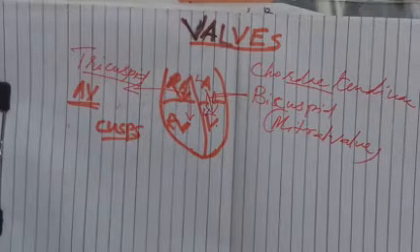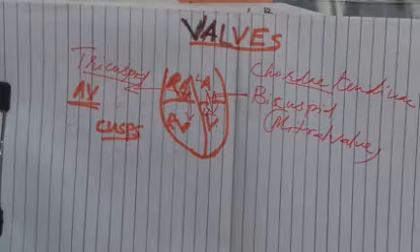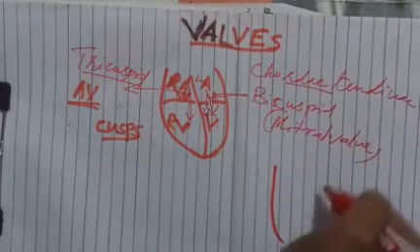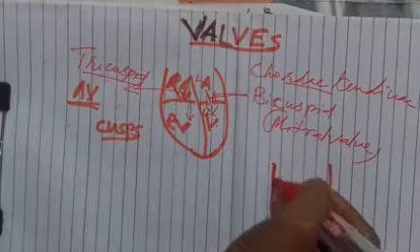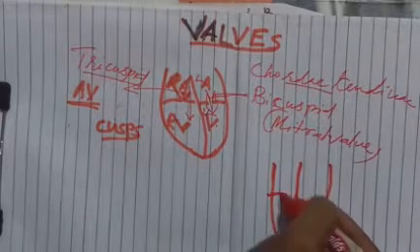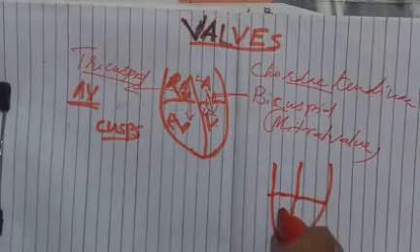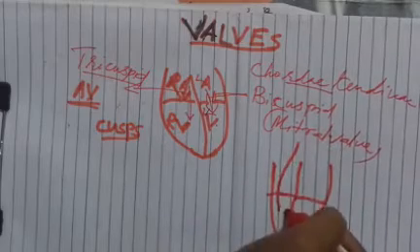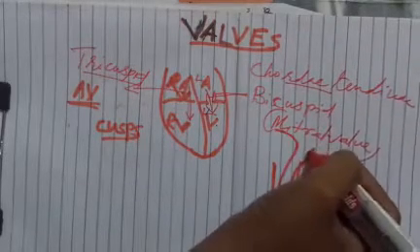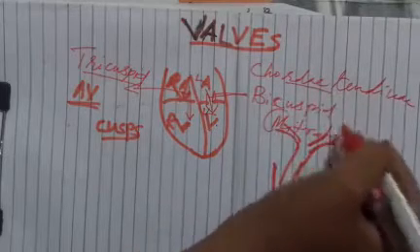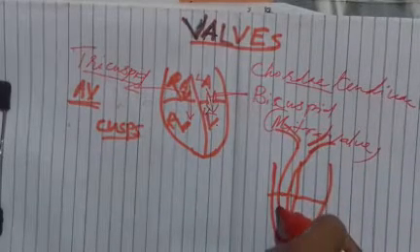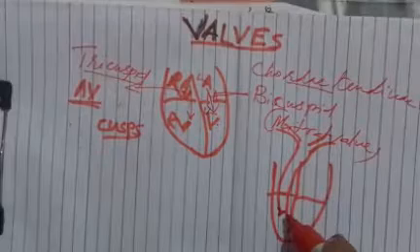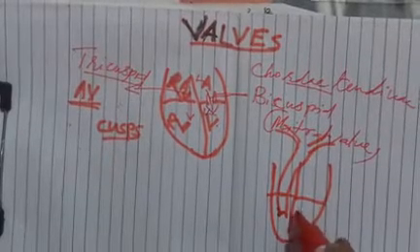Then there are two other valves present in the major blood vessels of the heart. From the right ventricle, the pulmonary artery arises. The pulmonary artery branches and goes to the respective lungs, where the purification of blood takes place. At the start of the pulmonary artery, there is a valve located.